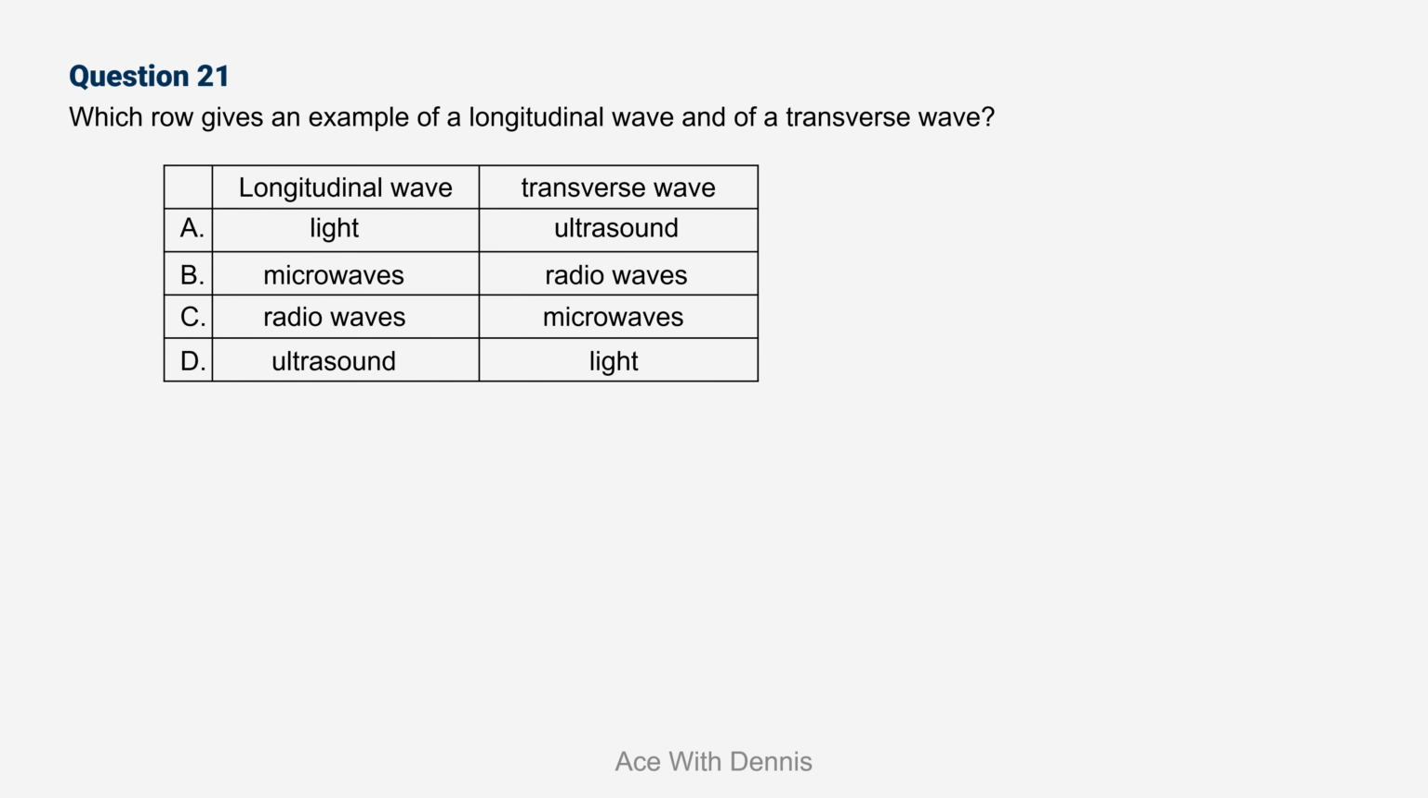The answer is D, ultrasound. Okay, so from all these choices here, only ultrasound is a longitudinal wave. The rest are transverse waves. Hence, the answer is D, ultrasound as the longitudinal wave and light as the transverse wave.